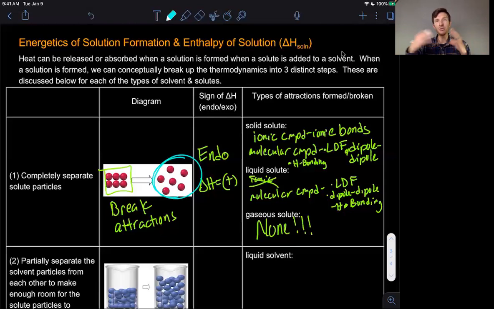So that's kind of the first step. And again, we're conceptually breaking this apart. This is not actually what happens. We don't blast apart a bunch of sodium and chloride ions, and then they're separate, and then all of a sudden they dissolve in water. We're thinking of separate processes that need to happen for something to dissolve in another substance.